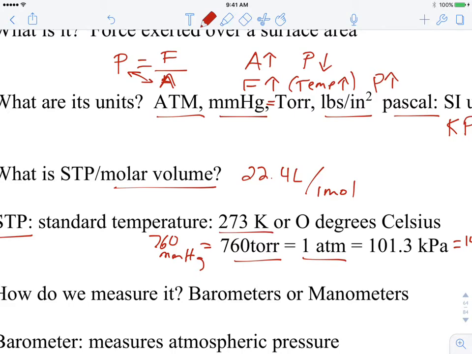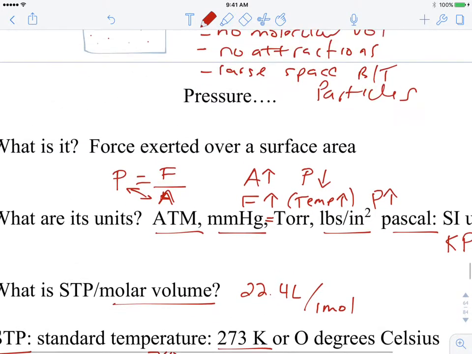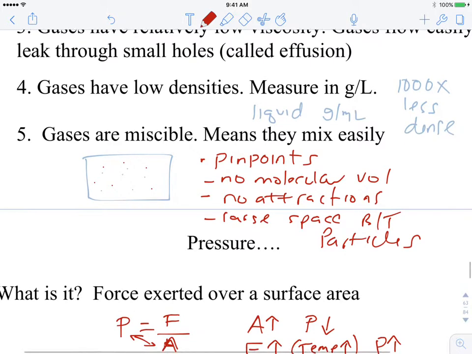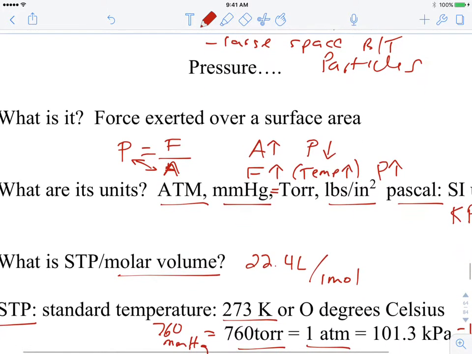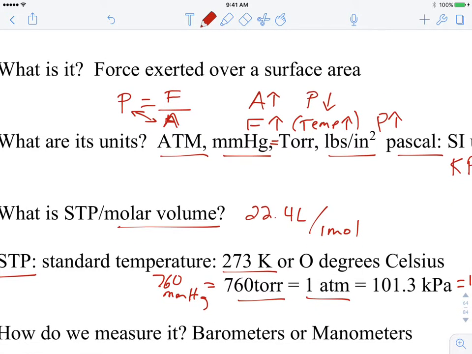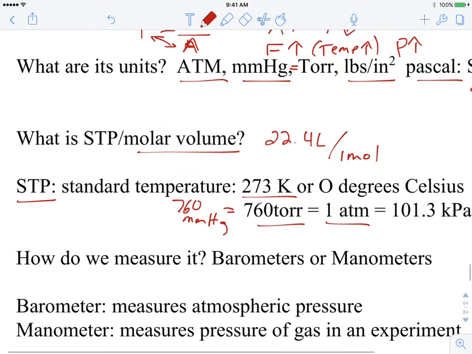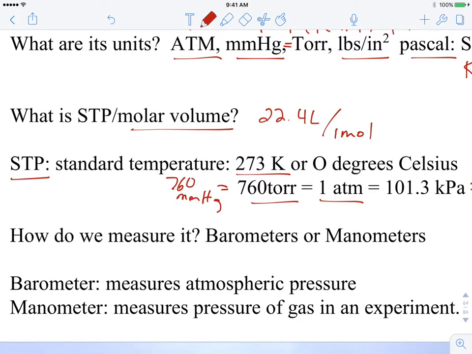All gases, because they occupy the space that they're put in, and because they behave as tiny pinpoints, will take up the same volume. This is true for any gas that is behaving ideally, and we'll talk about what it means to behave ideally in a little bit, or on the next video actually.